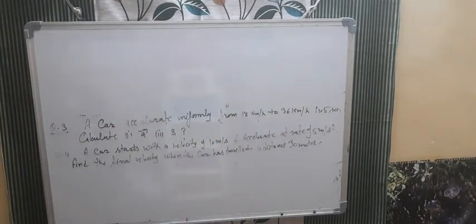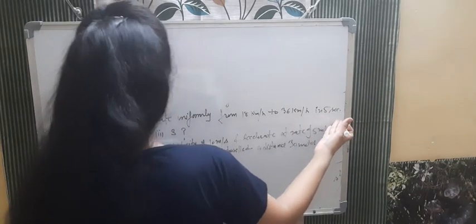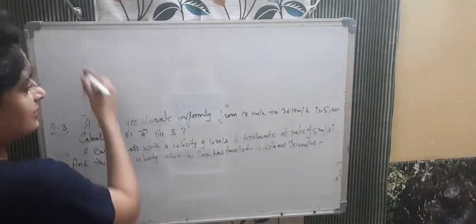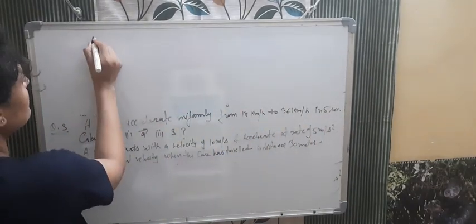Now the third question: a car accelerates uniformly from 18 km per hour to 36 km per hour in 5 seconds. Calculate the acceleration and the distance. So very simple, initial velocity is given.